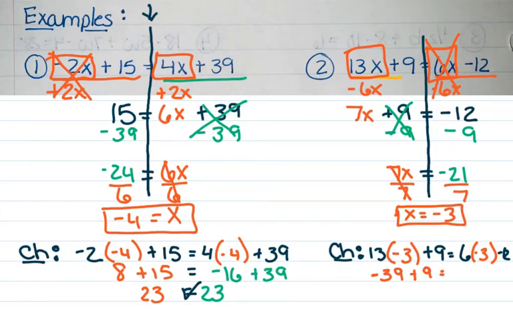On the other side, I've got 6 times negative 3, which is negative 18 minus 12. So I get negative 30. This side also gives me negative 30. So this worked.